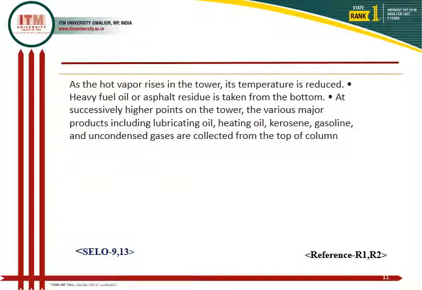As the hot vapor rises in the tower, its temperature is reduced. Heavy oil or asphalt residue is taken from the bottom, at successively higher points. We have the lighter fractions like lubricating oil, heating oil, kerosene, gasoline, and uncondensed gases collected from the top of the column.